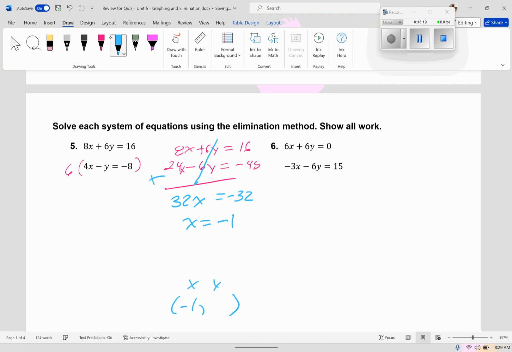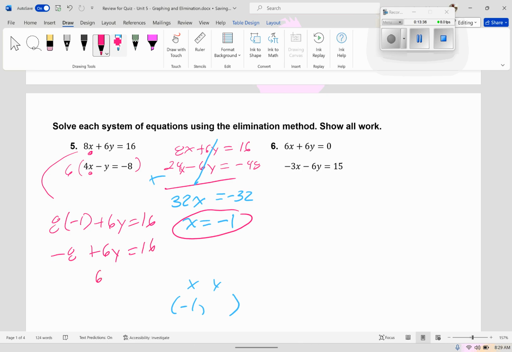Now we have to find the y value. So I'm going to take this x value, and I'm going to plug it in either here or here on the original. So I'm going to pick the top one. So I get 8 was an x, now it's going to be a -1 plus 6y equals 16. That's -8 plus 6y equals 16. Add 8 to both sides. Divide both sides by 6. So there's my answer.